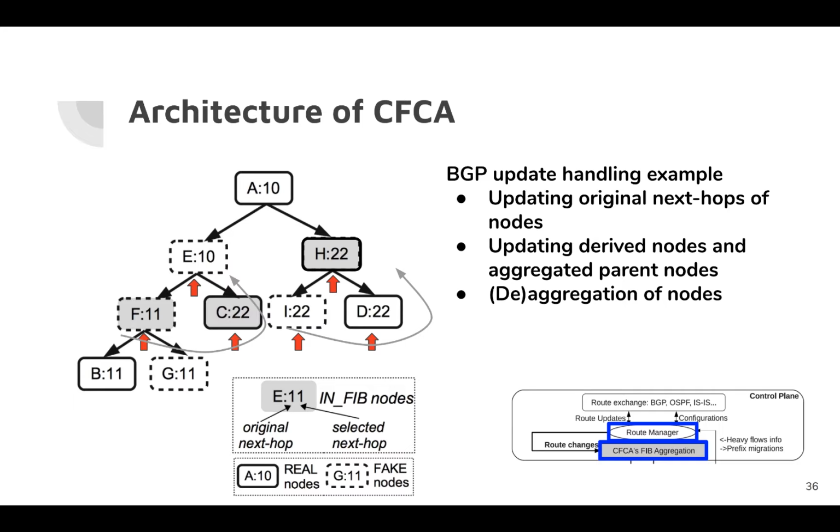To give you the general idea, the process of BGP update handling is similar to the initial aggregation process in CFCA. The main difference is that it begins at the updated node and the traversal stops at the first node that has not been affected by the update. To get more details on the BGP update handling algorithm of CFCA, please look into the paper.